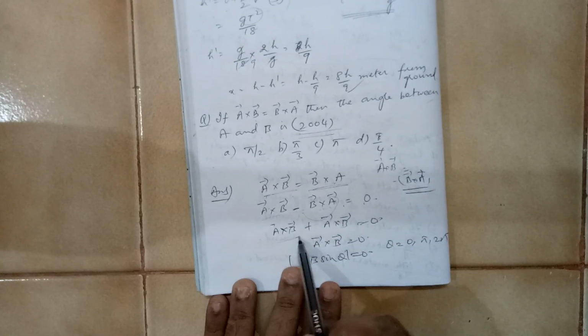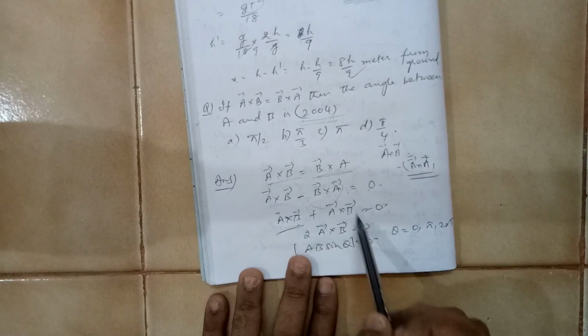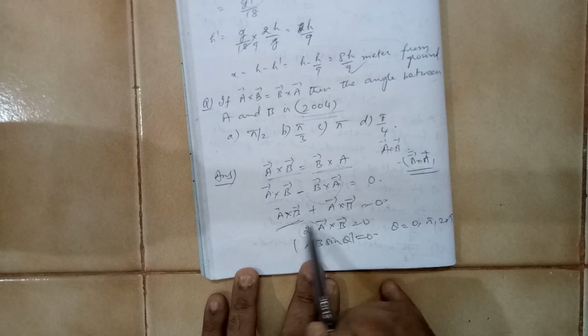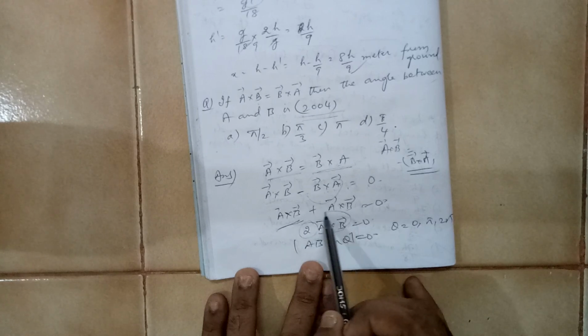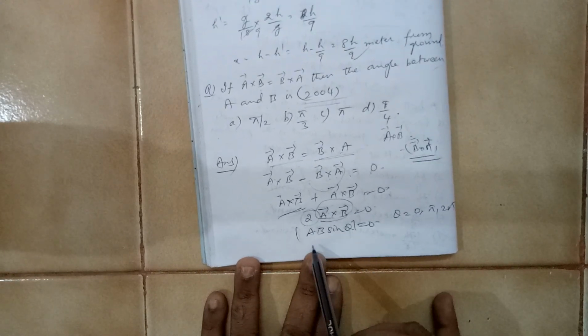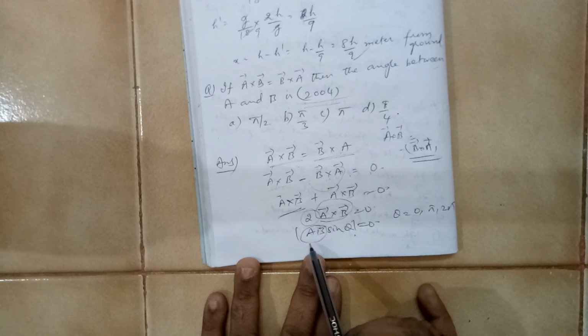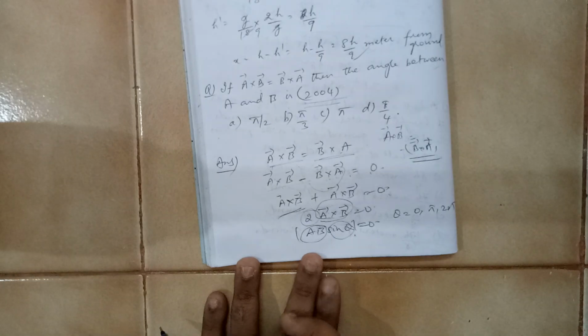So this is again A cross B only. So A cross B plus A cross B is equal to 0. So it is 2 into A cross B is equal to 0. 2 cannot be equal to 0. That means the magnitude of this is equal to 0. So the magnitude of this is AB sin theta. Again, these two are not equal to 0, which means sin theta has to be 0.